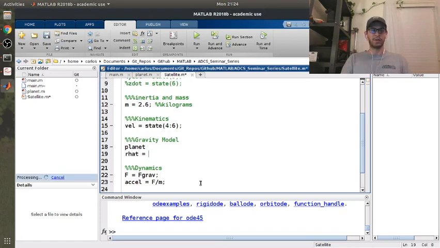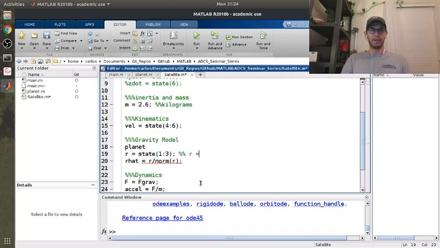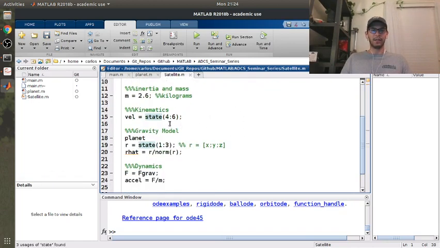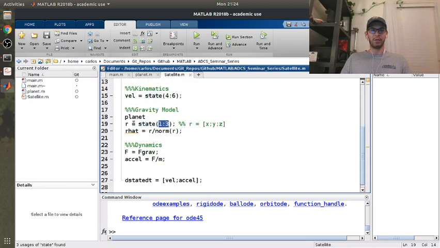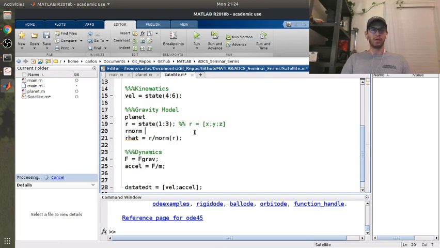So first, let's compute r hat. So r hat is r divided by the norm of r. Okay, well, what's r? Well, r is x, y, and z. So that means r is equal to x, y, z, and since the first 3 states of the state vector are x, y, and z, I just need to grab 1 through 3, and that's going to give me r. And then r hat is just r divided by the norm of r. I'm also going to create an r norm, and I'm going to do norm of r like that, and then I'm going to replace this with r over r norm.